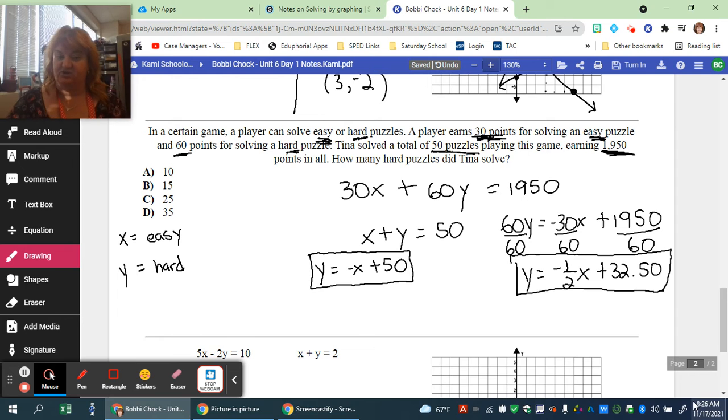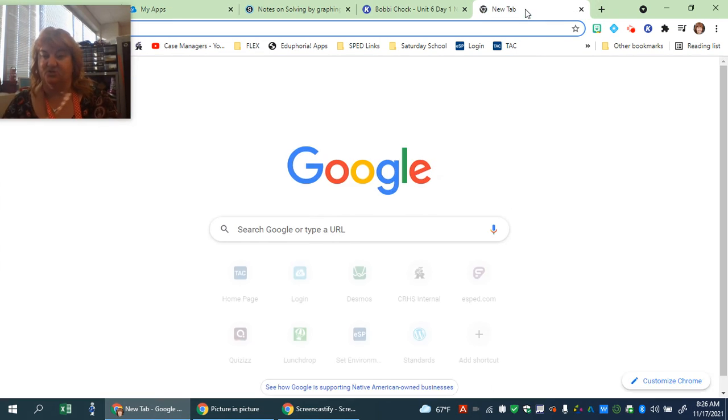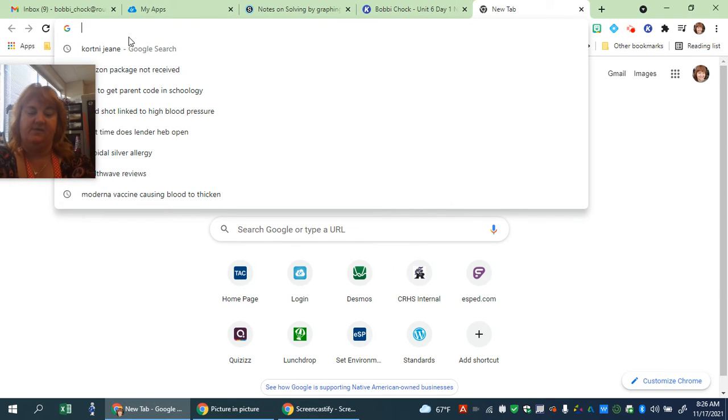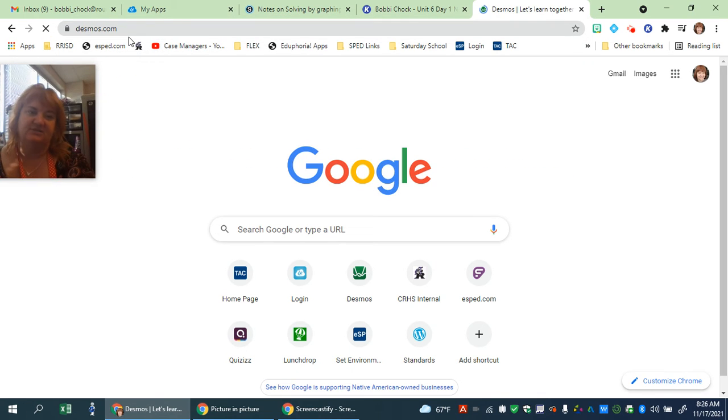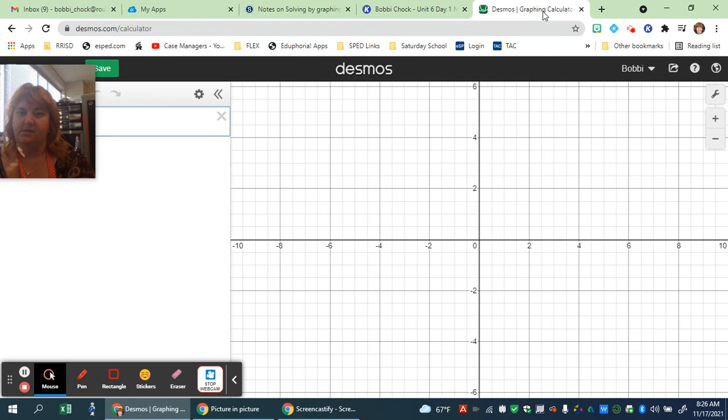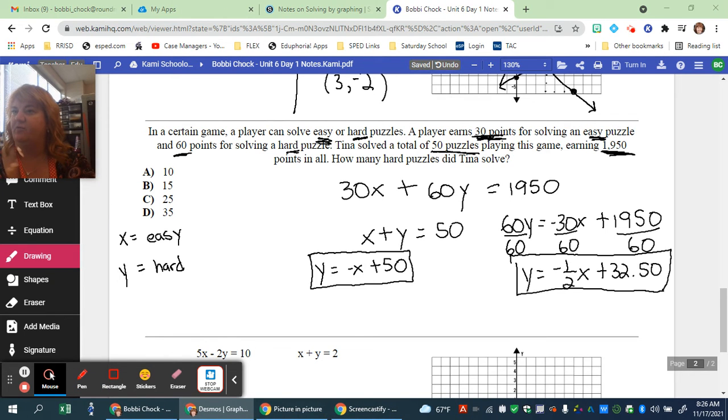So now what I want to do is put these in Desmos. Because I want to show this to you, I'm going to open up Desmos. Here we go. And let me copy these over really fast. So y equals negative x plus 50. I'll show it to you in a minute here. I just have it on my other screen.